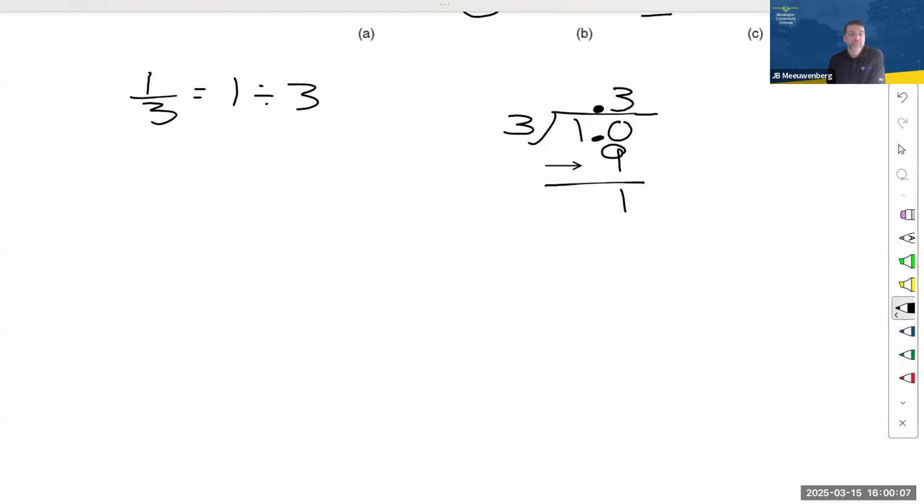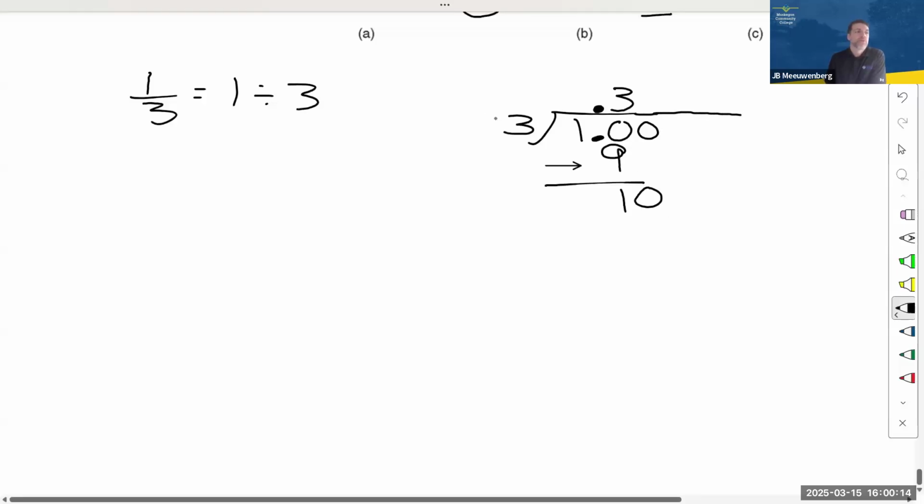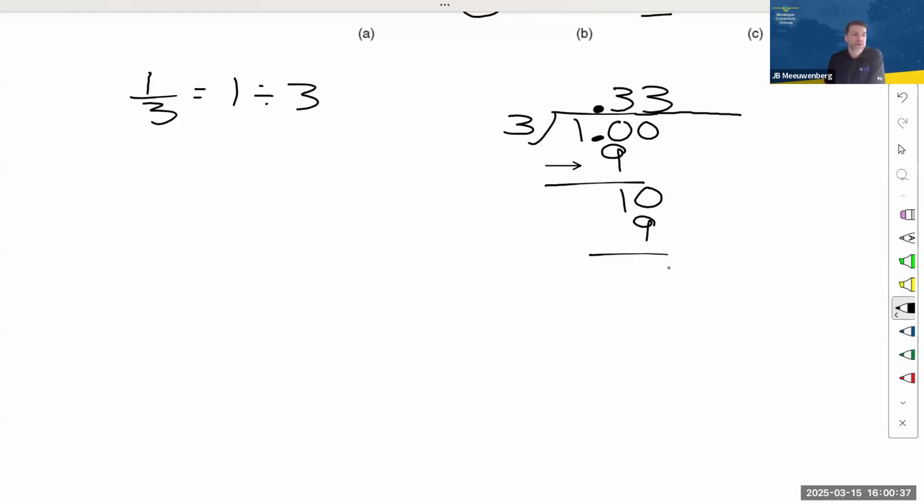We will then put another 0 here in the hundredths place. We will drop it down. 3 divides into 10 3 times. Really, this is 1/10 or 10 hundredths. And so it goes in 3 times. But we usually just think about this as the number 10 itself. But then we multiply again. 3 times 3 is 9. Subtract, and we get 1 again.